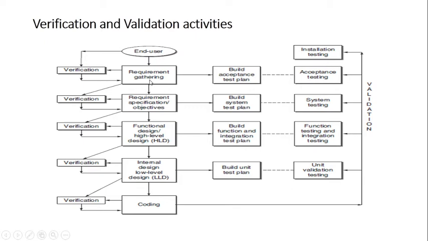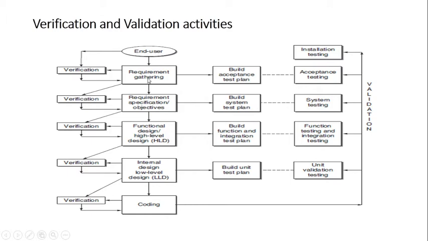Then after requirement gathering, we prepare the SRS document where the requirement specification and objectives are prepared. So we verify whether we have specified all the requirements properly and all the objectives are considered. Right, the overall system objective. So the corresponding validation activity will be that you prepare a system test plan. Overall system, what is the expectation from your system? That test plan is prepared here, which is going to assist us in system testing.